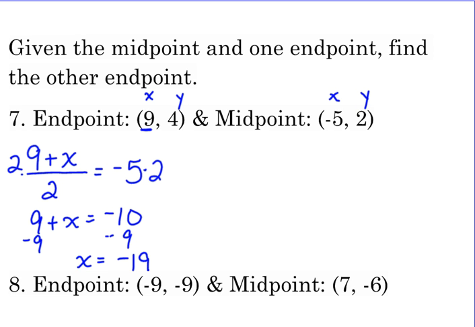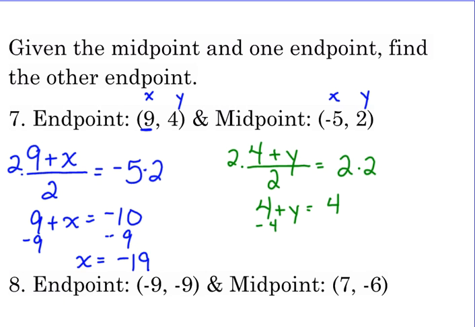Okay, let's do that same process with my y's. The y-coordinate of the endpoint I know is 4. I don't know the other endpoint, so I'm just going to put a y there. I divide that by 2, and I get the y value of my midpoint. Okay, so solve this one the same way. Multiply both sides by 2. 4 plus y equals 4. Subtract 4. Y equals 0.